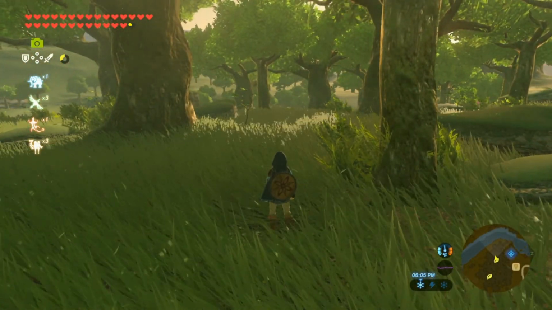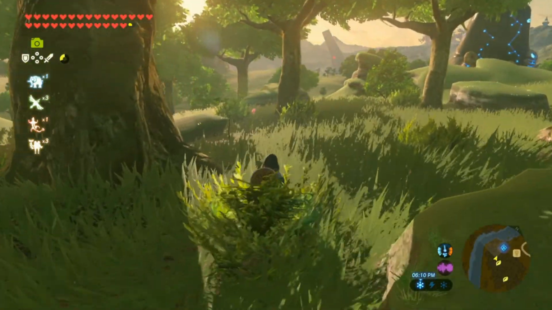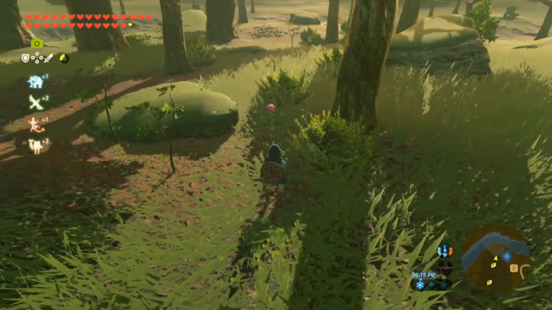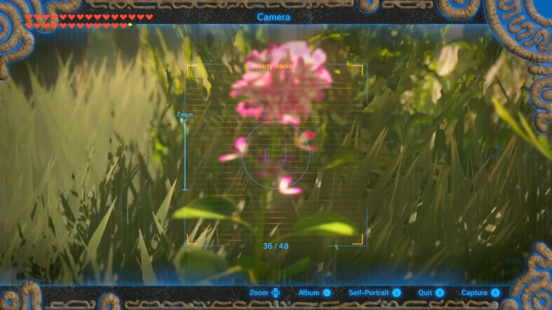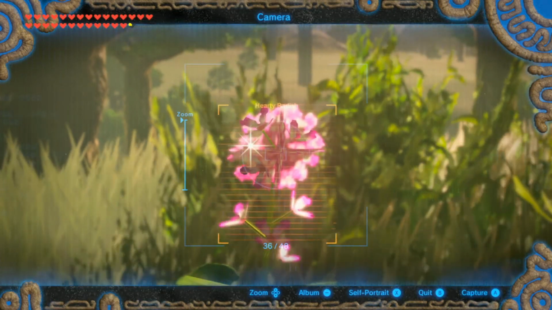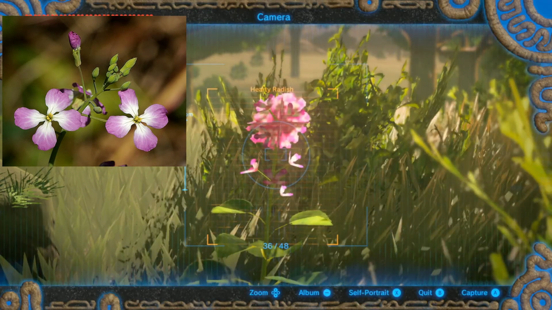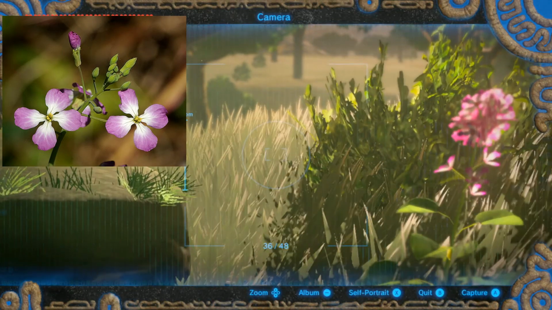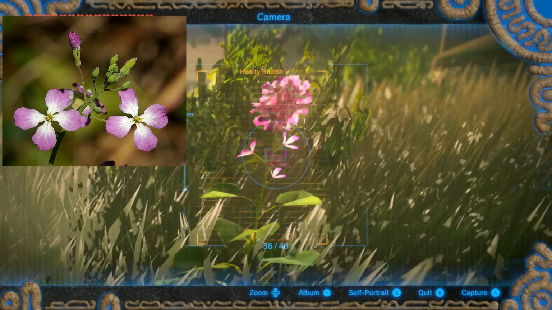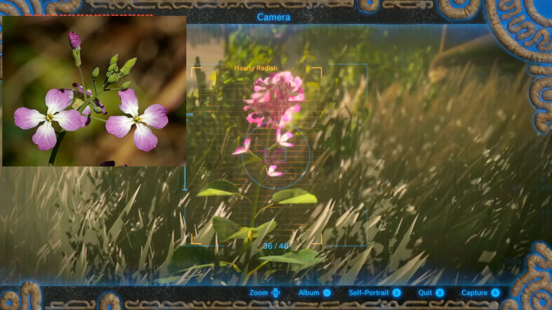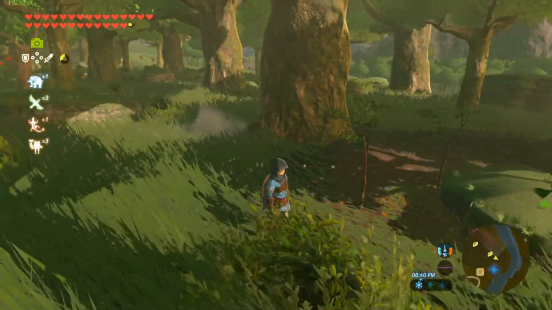Less concerned with where these plants are being found. Obviously they want you to be able to find them all around the map, but you can see how much that pink flower stands out from the rest of the vegetation. And if you compare that flower to a wild radish, it's very similar. I mean, they took their inspiration right from the real world with the way this radish is colored.